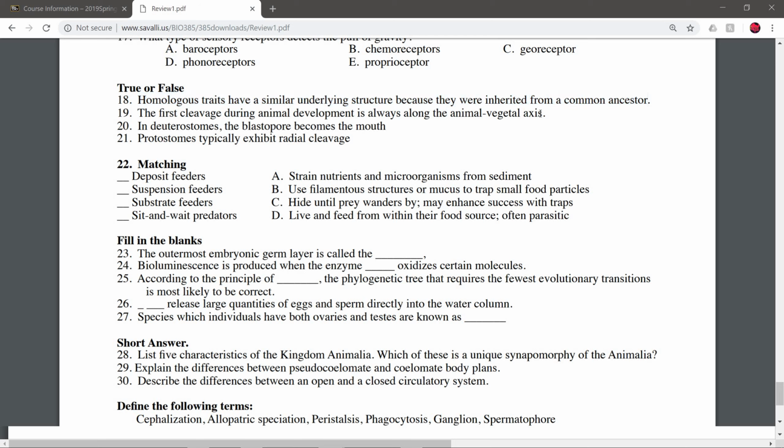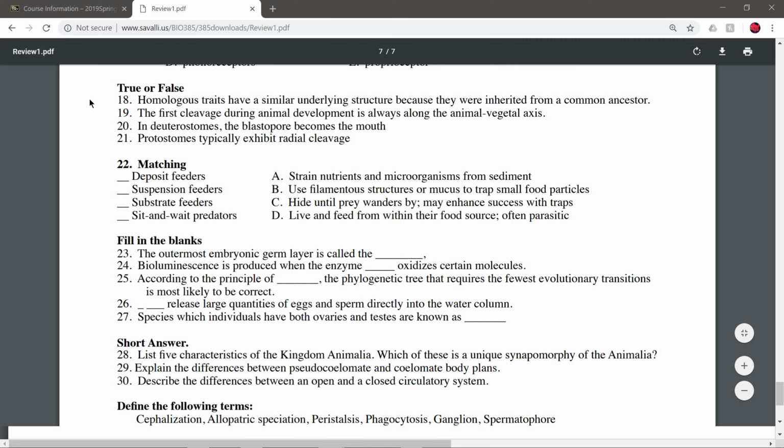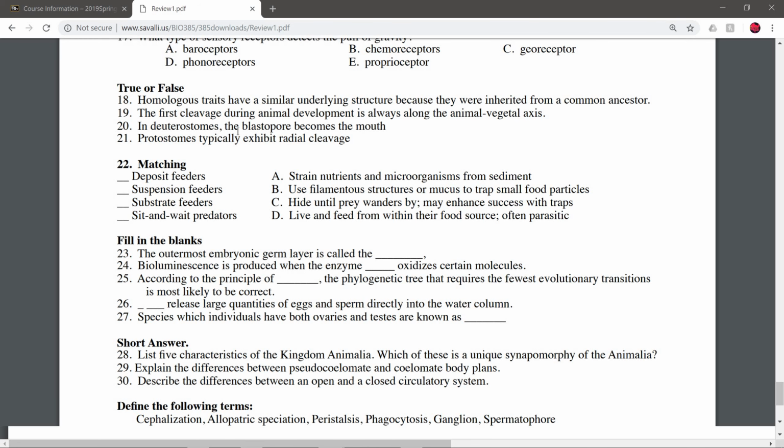All right, the first cleavage during animal development is always along the animal-vegetal axis. So how many say true? How many say false? All right, it is true. But I really like true-false questions where I can use a word like always, because people often get thrown off by that, but sometimes it actually can be useful. In this case, it is. Sometimes people think, oh, it isn't always here, there's got to be an exception, so I'll write false. Sometimes there isn't an exception. And I like those.